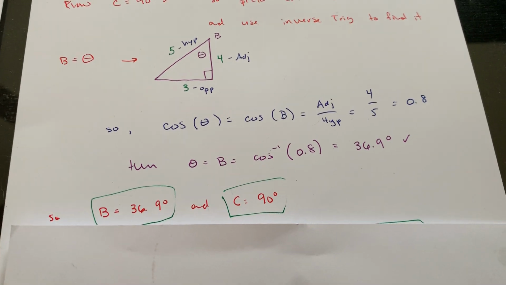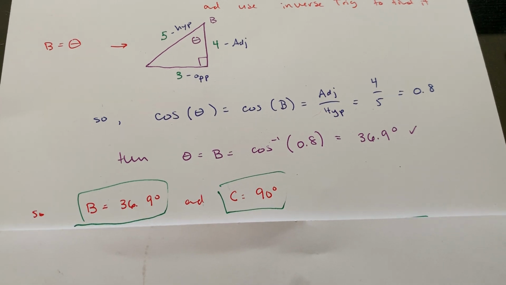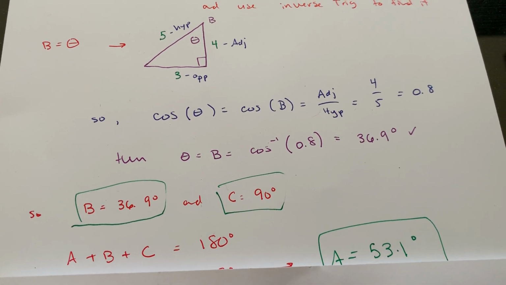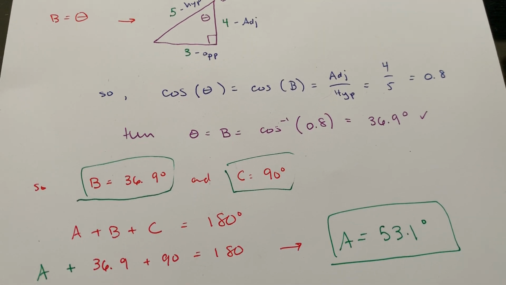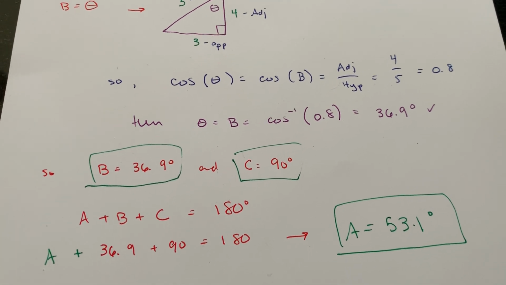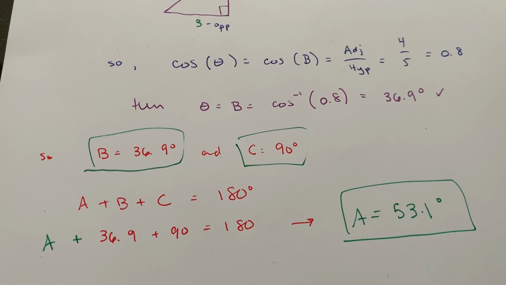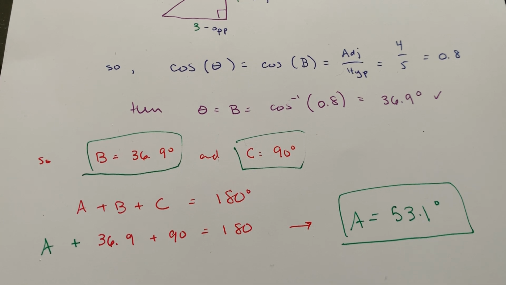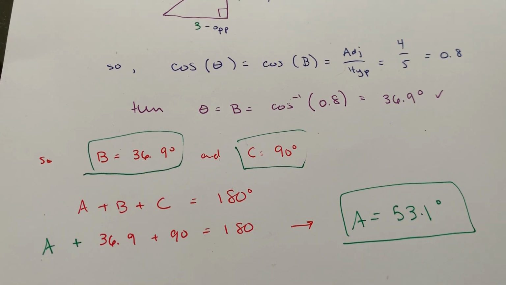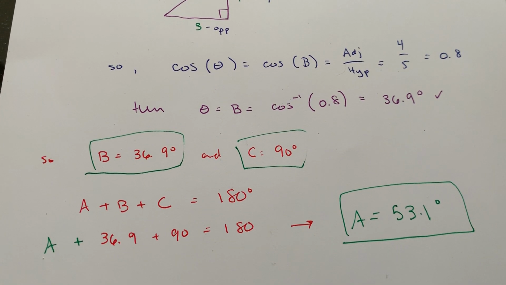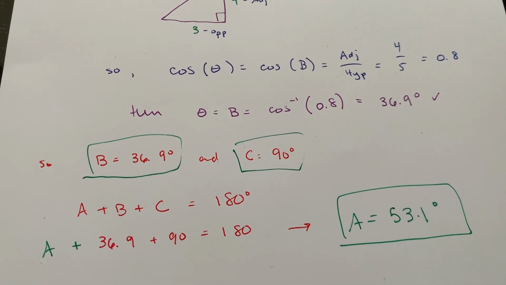Now, do we need to do another inverse trig setup? And the answer, of course, is no. I know 2 of the 3 angles, and they should all add to 180. So 36.9, the C value is 90, and A plus B plus C is 180. If we add these up and subtract them away, the A value here, our final angle, should be 53.1. So we've got all 3 of the angles here.